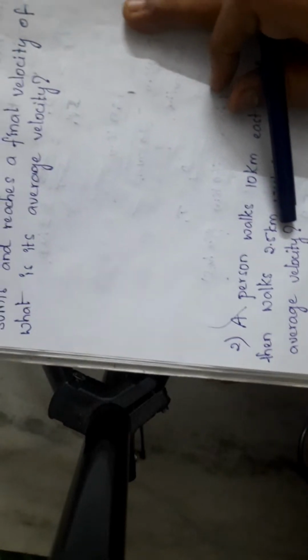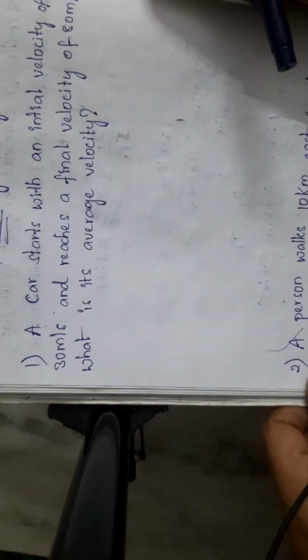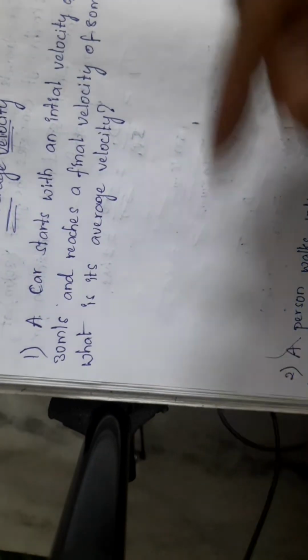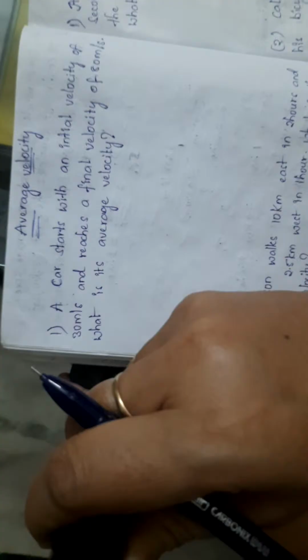Now let's move with the next question here. Next question is based on average velocity. Okay, there is a difference between average speed and average velocity. When we find average speed, it is total distance upon total time. But for the case of average velocity, we need to find total displacement. When total displacement is divided by total time, we come across average velocity.